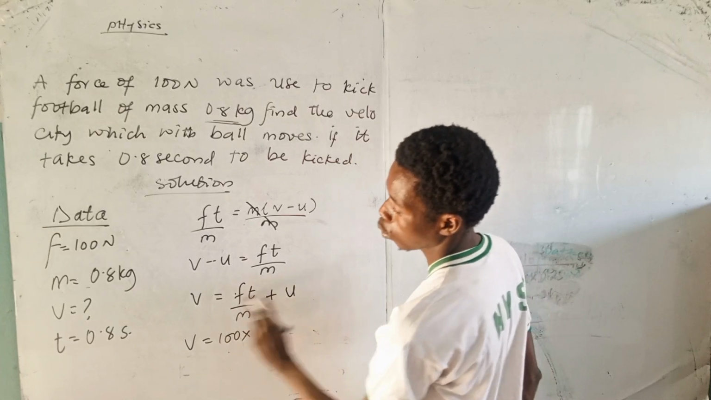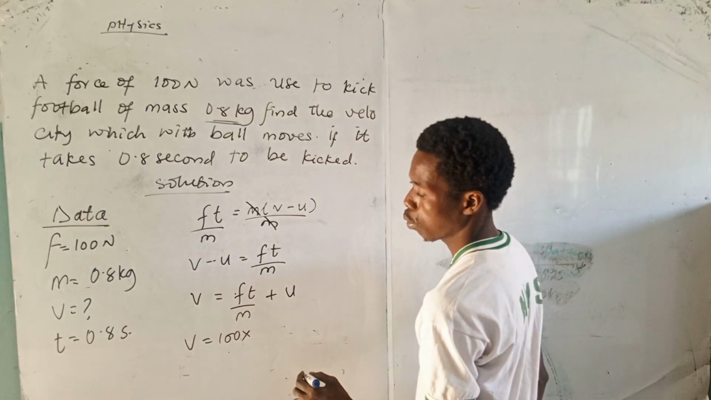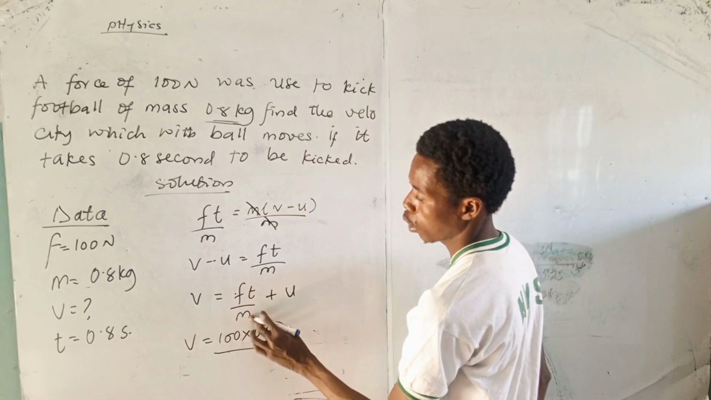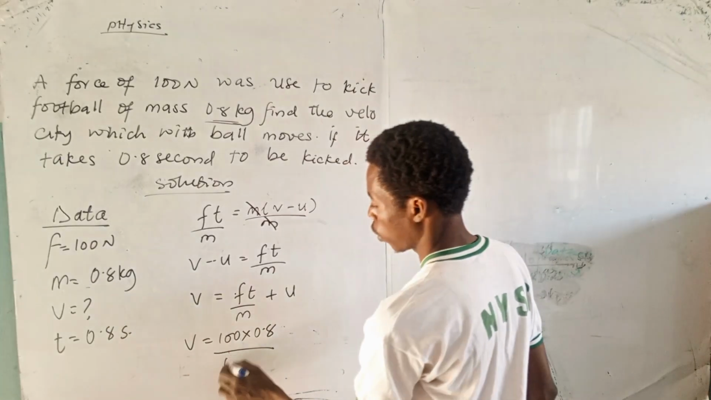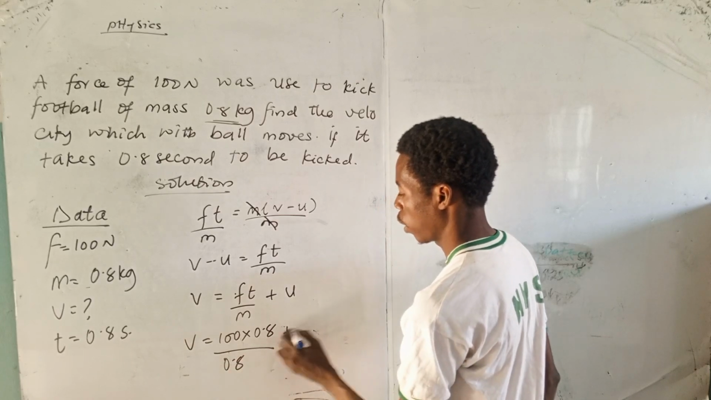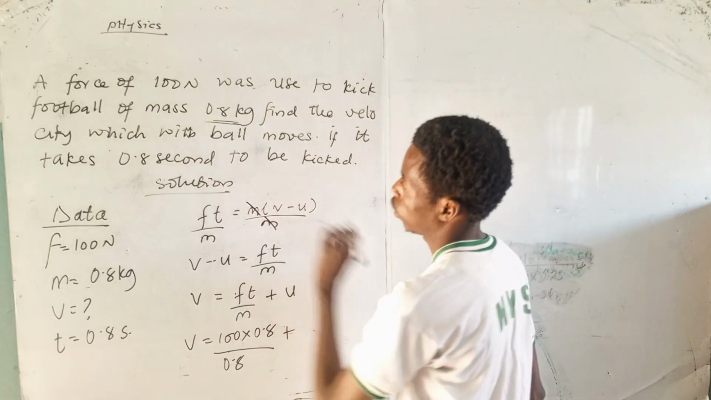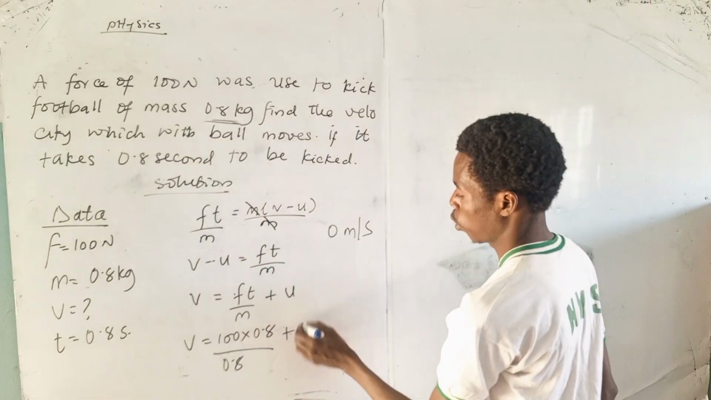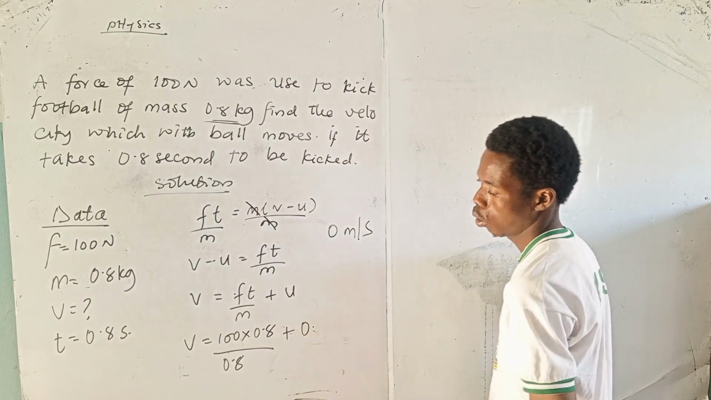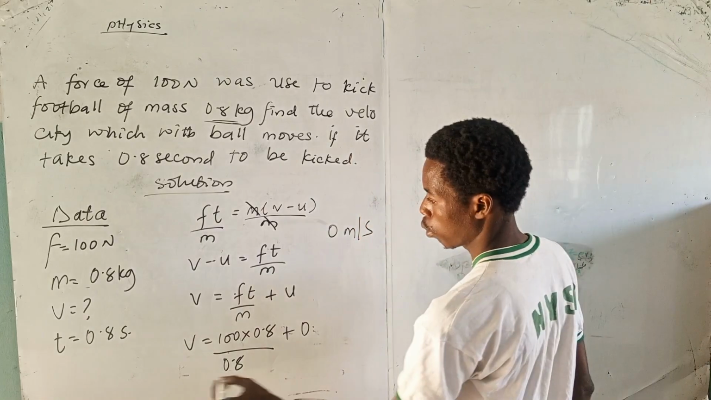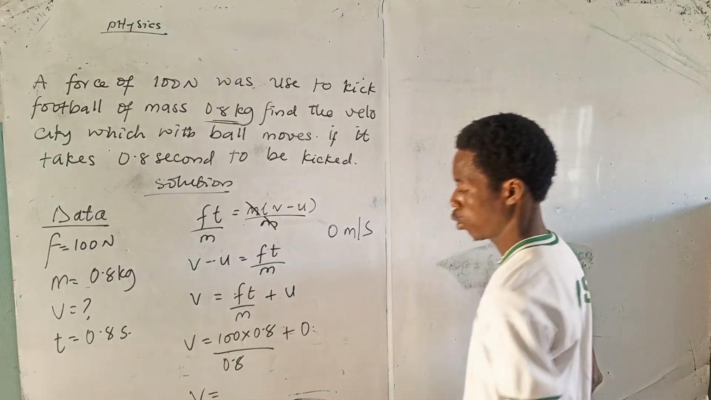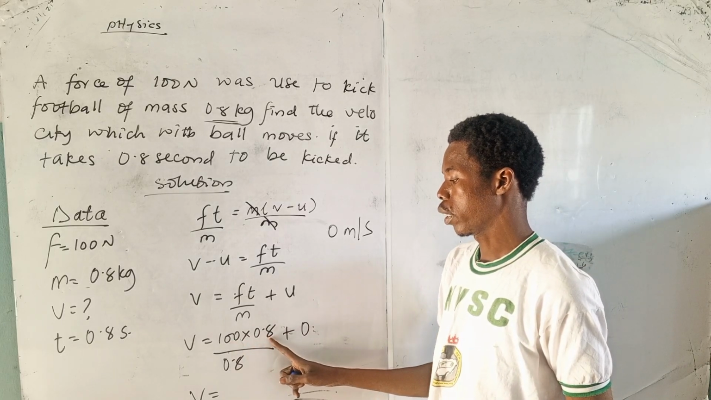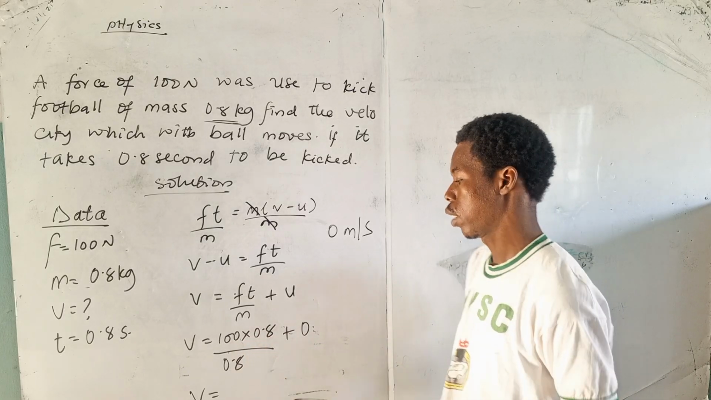where F is the force of 100 Newton and t is the time of 0.8 second, and then mass of 0.8, plus initial velocity here is 0 meter per second, plus 0. Yes, now v will be equivalent to 100 multiplied by 0.8 divided by 0.8.